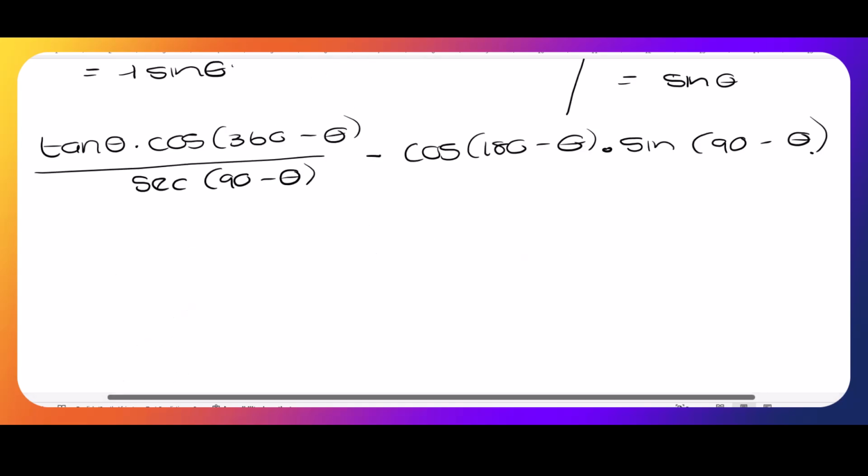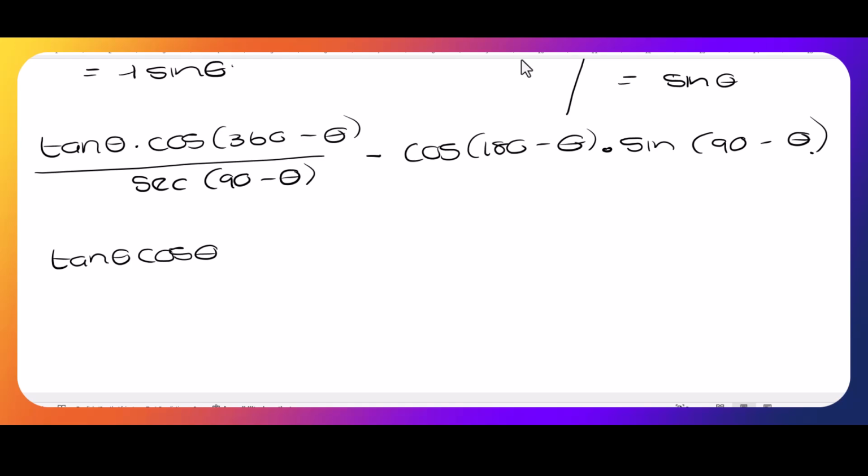If I look at the question, tan theta, we leave it as it is. Then we look at cos 360 minus theta. So 360 minus theta tells me it's quadrant number 4. Cos is positive in quadrant number 4. And because it's not 90, not 360, it's not changing. So we can write down cos theta.